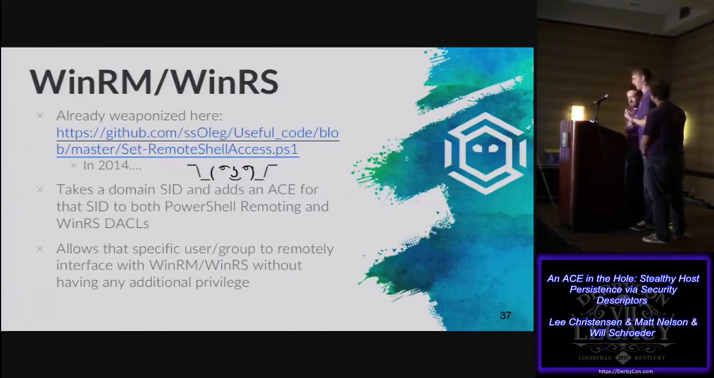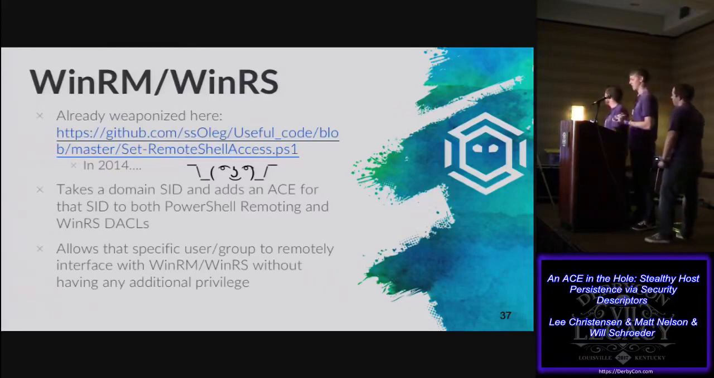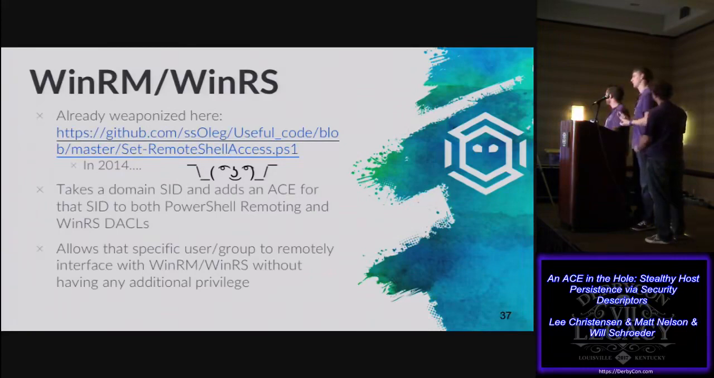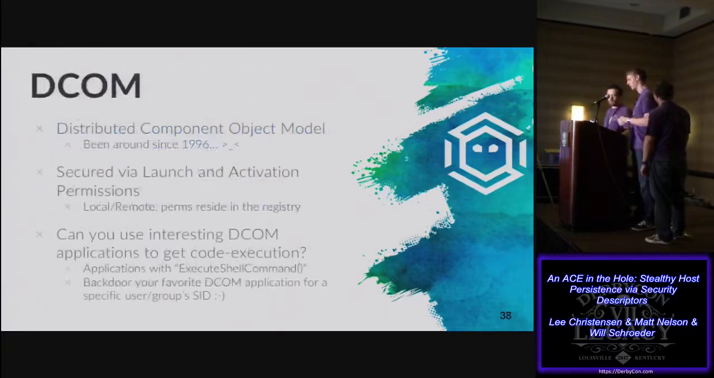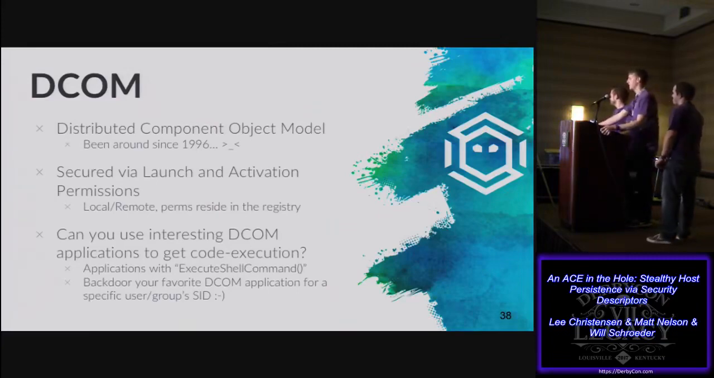Like I said, this was weaponized in 2014. It saves me a few hours because I didn't have to actually write it. I finished half of it and then went Googling for something, and this popped up. It just takes a domain SID and literally appends the SID to the existing ACL, or ACE, that exists. That gives that user or group the ability to do PowerShell remoting or use the Windows Remote Shell to run commands on the remote host without being a local admin or equivalent.